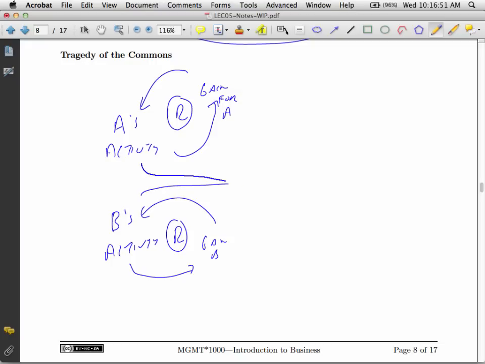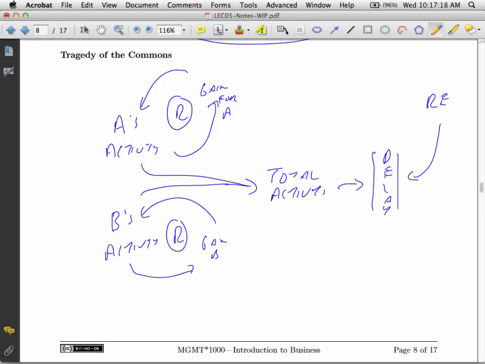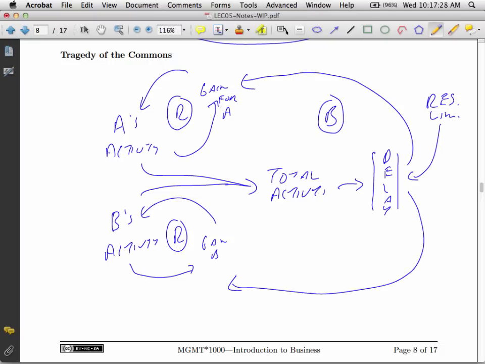Unfortunately, though, these two are intertwined together. We need to consider the total activity, which we often do not. With the total activity, the fish are depleted over time, and there's a delay until the fish stocks replenish. And there's some resource limit that impacts that delay. So we have these balancing loops over here, which impact both parties.